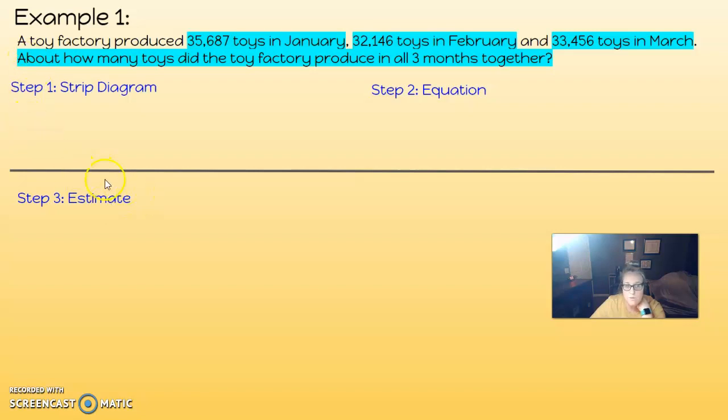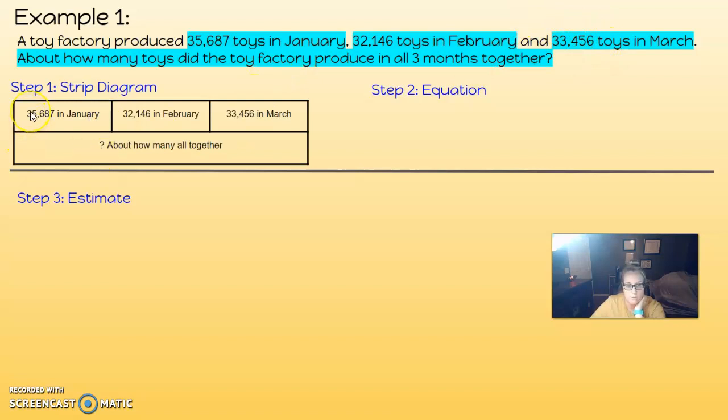I just have to estimate. So the first thing I'm going to do is my strip diagram. I know that I have to put all 3 of these together. So when I do that, my strip diagram is going to look something like this, because I'm joining all 3 of these numbers together, and then down here at the bottom, that's going to give me my total.